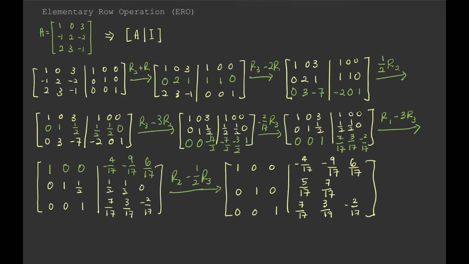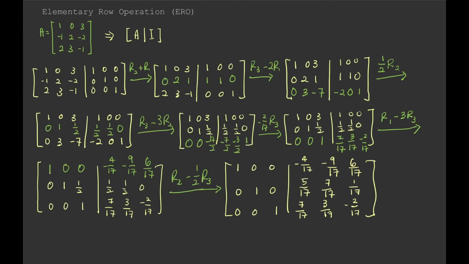The last one, we have 0 and negative 2 over 17. This one will be 0 minus 1 over 2 times negative 2 over 17, and it will have the value of 1 over 17. We write down our last value, which is 1 over 17. Okay, now as you can see on your left hand side here in your augmented matrix, we already have our identity matrix. So this one is the identity matrix, and the right hand side will be your A inverse.